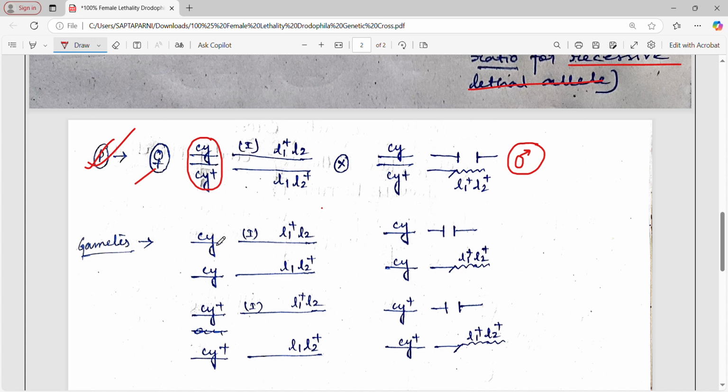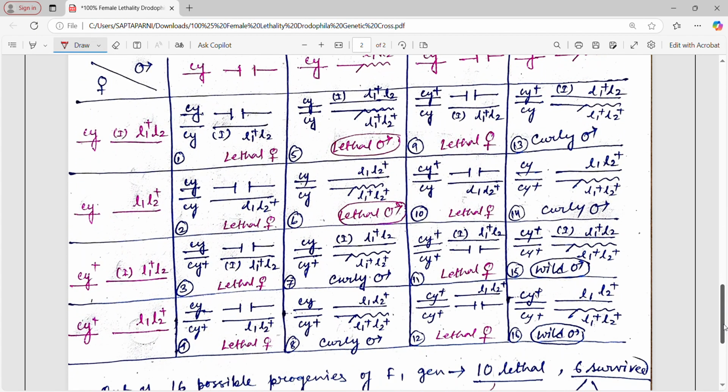First of all, let's see what gametes could be formed from here. Four types of gametes could be formed: CY with L1 plus L2, then CY with L1 L2 plus, then CY plus with L1 plus L2, and then CY plus with L1 L2 plus. From the other parent also, four types of gametes should be formed: CY with this X chromosome, CY with this Y chromosome, then CY plus with this X chromosome, and CY plus with this Y chromosome. So a total of 8 types of gametes are formed.